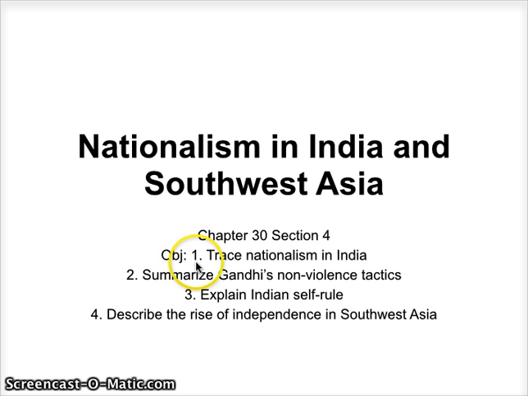Our objectives this week: trace nationalism in India, summarize Gandhi's non-violent tactics, explain India's self-rule, and the last, describe the rise of independence in Southwest Asia. So as you can see, we will be focusing on India in this chapter, but we're also going to talk a little bit about Arabia, Persia, and Turkey as well.